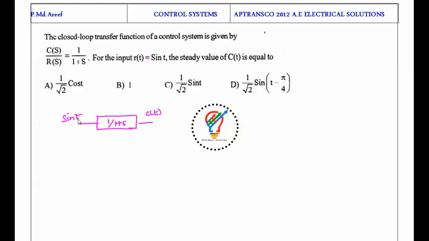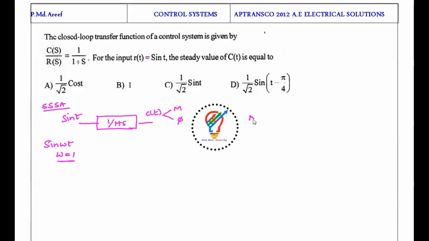Whenever we are giving a sinusoidal input to a transfer function, the output will change its magnitude as well as phase angle. This is what we can call a sinusoidal steady state analysis. Now by comparing with the standard equation sin omega t, we can say omega is 1. So this is very important. Once you identify omega is equal to 1, the later part is very easy.